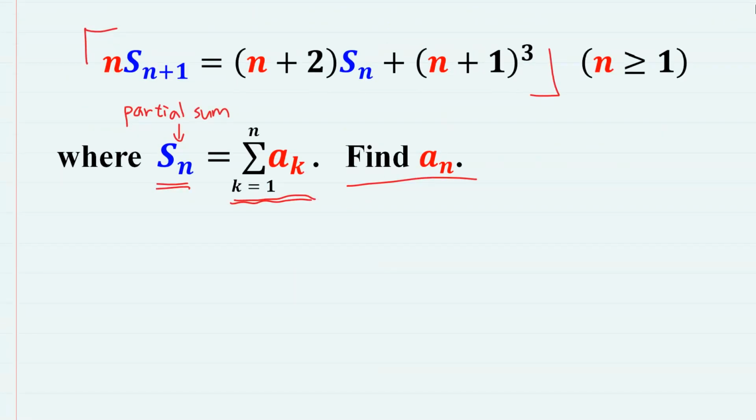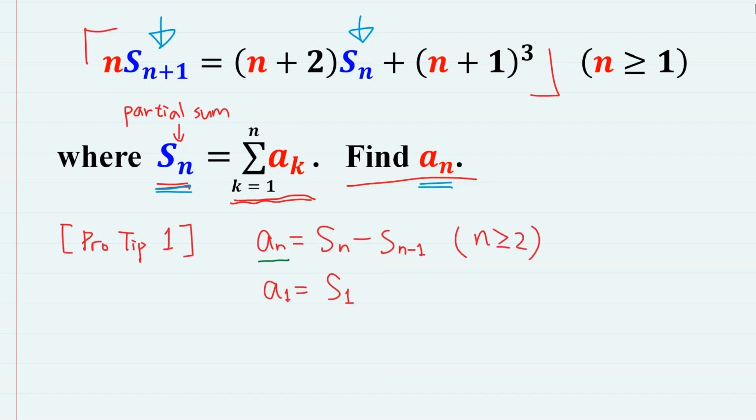Here the most troubling part is of course this Sn. But I have already made a video on how we can relate this partial sum to the general nth term an. The relation is as follows. Here an is given as Sn minus S(n-1), but only for n greater than or equal to 2. And for the first term a1, we have to obtain a1 from S1.